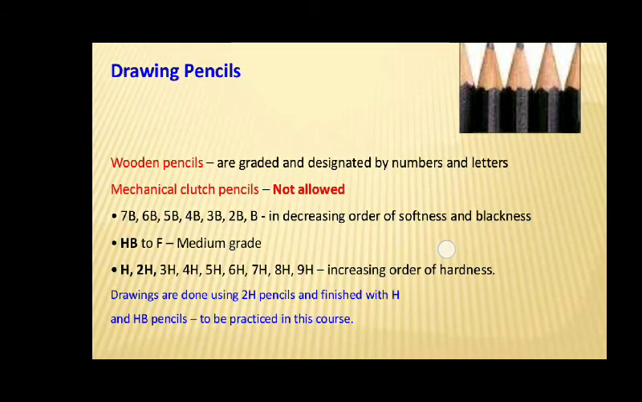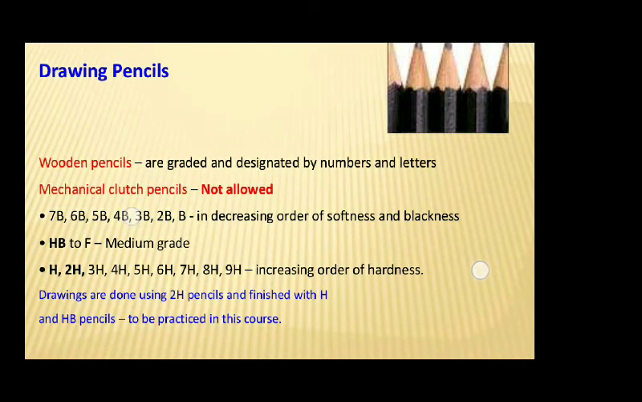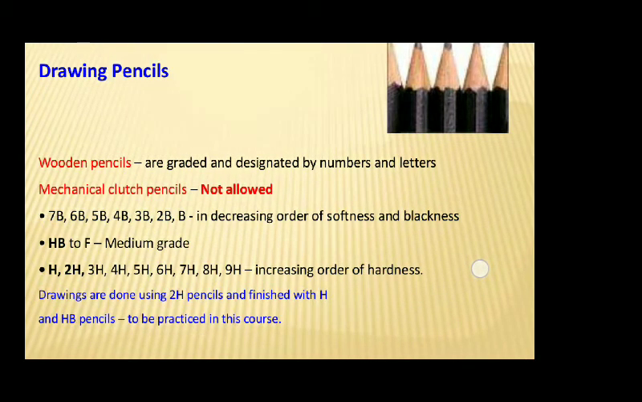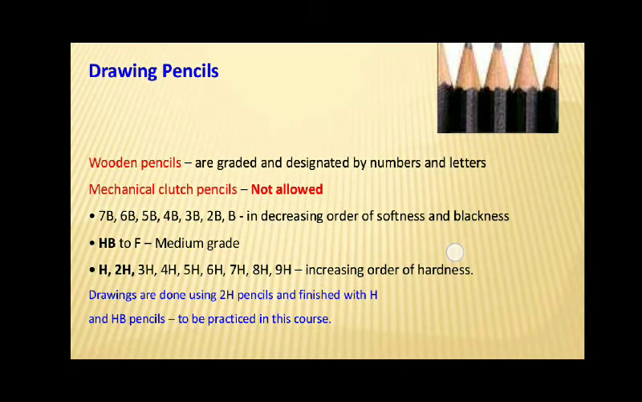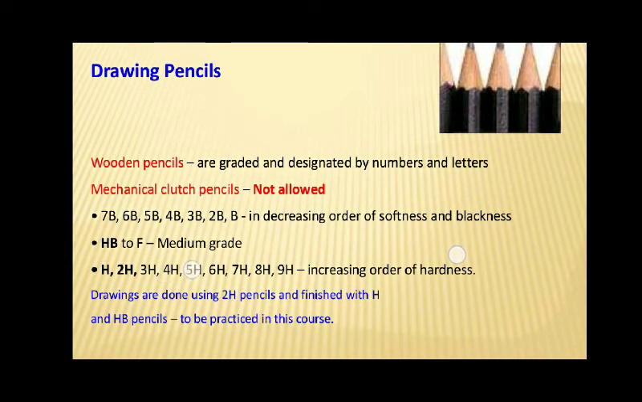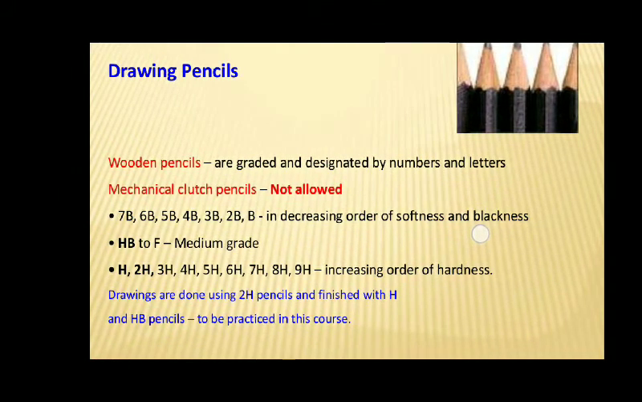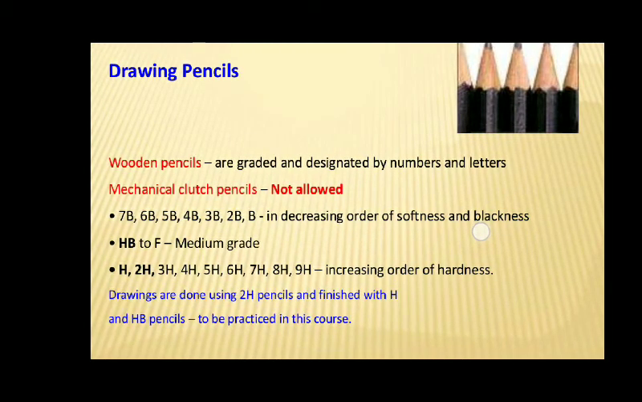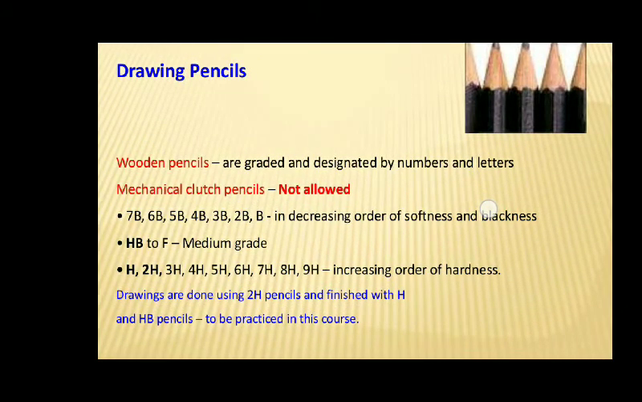Now if you see here, 7B, 6B, 5B, 4B, 3B, 2B, B, it is softness and blackness. Another one is HB to F, medium grade. The most important ones you can use are H, 2H, 3H, 4H, 5H, 6H, 7H, 8H, 9H, in increasing order of hardness. If you take H, it will be darker, and if you take 2H, it will be lighter, and 3H even lighter. With increasing number, there will be increasing lightness, so the lines will be hard and barely visible.